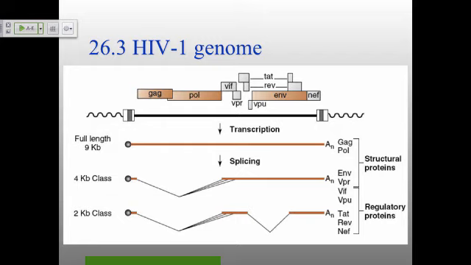The Rev protein is the one which guarantees that you get full-length RNA being transported out into the cytoplasm, where it then gets brought to the membrane and enclosed in virions, which then get released and go off and infect other cells.